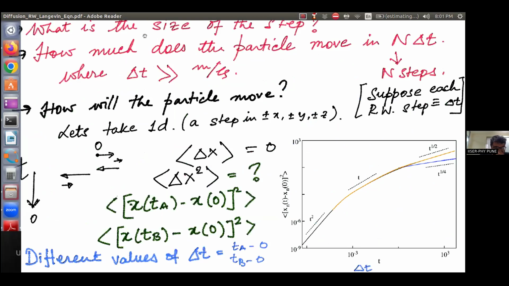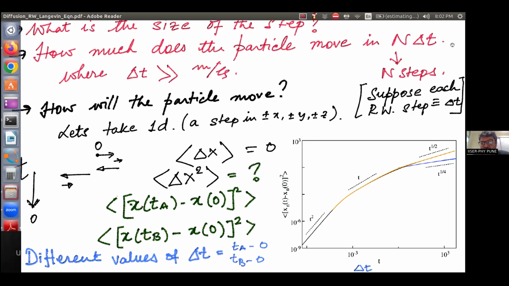The question is what is the mean size of the step, because it is going to take different steps, of course, because the instantaneous random noise force is going to be different. And the question is how much does the particle move in n steps? Suppose each step is of time dt. Previously, we didn't talk about the time step. We just said increasing in time. The random walker was taking a step at a time.